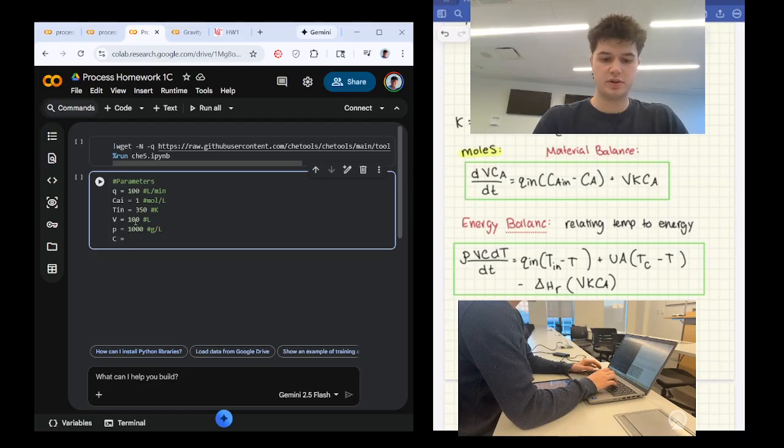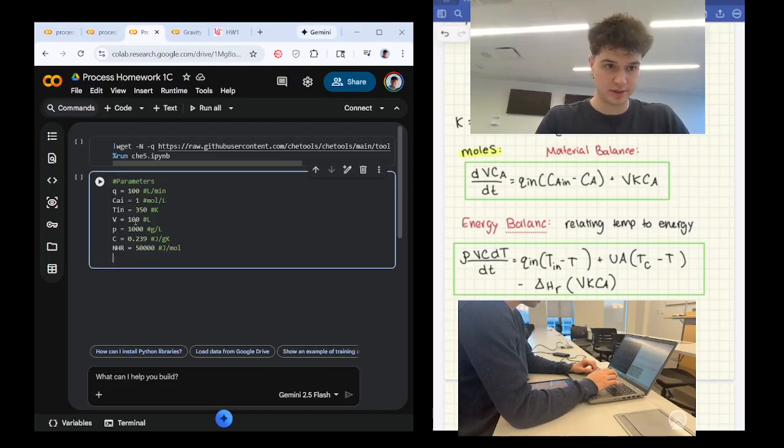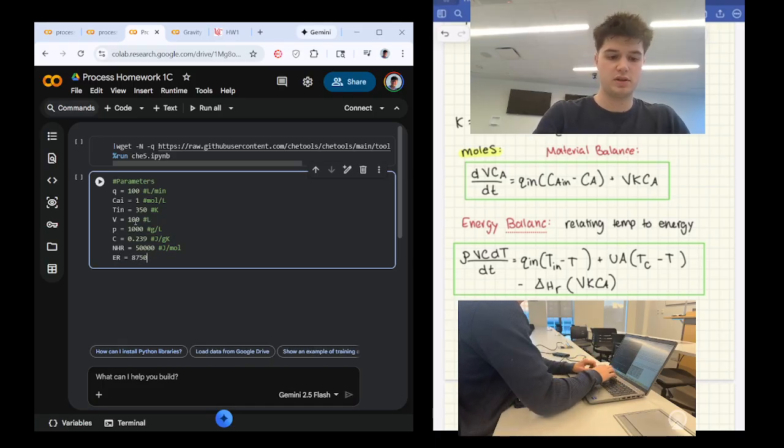Now, capital C is going to equal 0.239 joules per gram Kelvin. And then our negative heat of reaction, NHR, is equal to 50,000 joules per mole. Only got 6 more. All right, our E over R is equal to 8,750 degrees Kelvin.